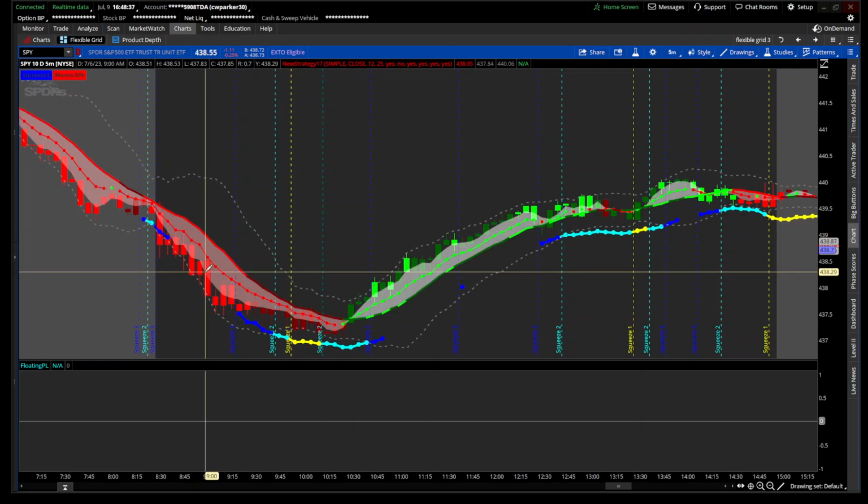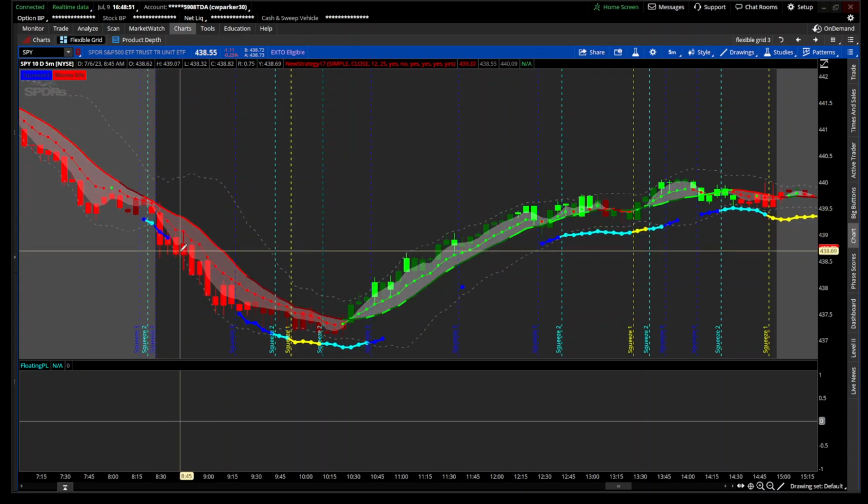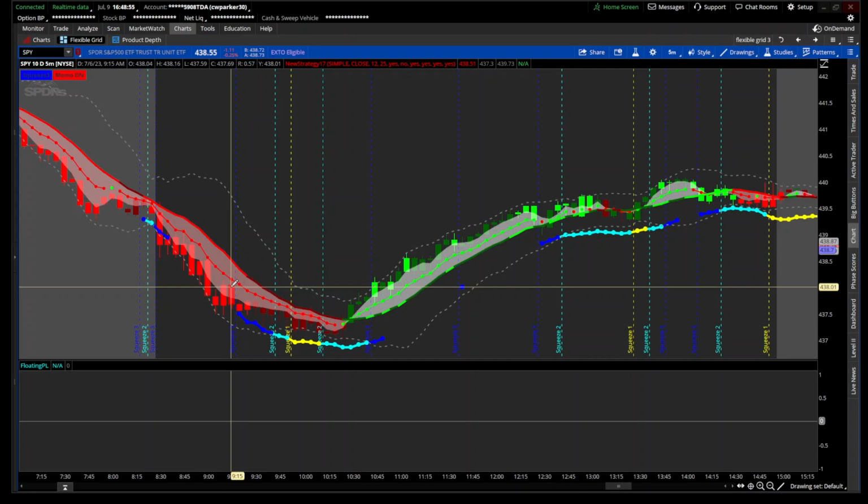Sellers are losing steam. And remember, I'm not a financial advisor. I'm not licensed or anything, but these are some observations that I made in the market. So for the most part, do your own due diligence about using this indicator. I'm explaining to you how I use it and how I found it best used.